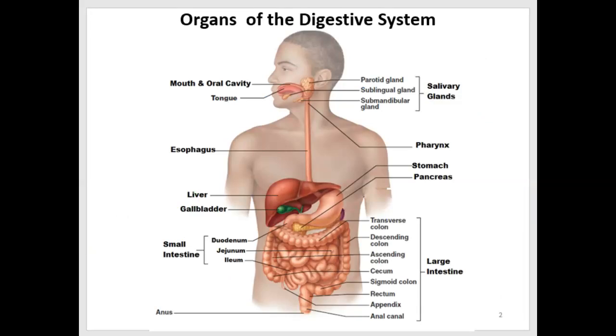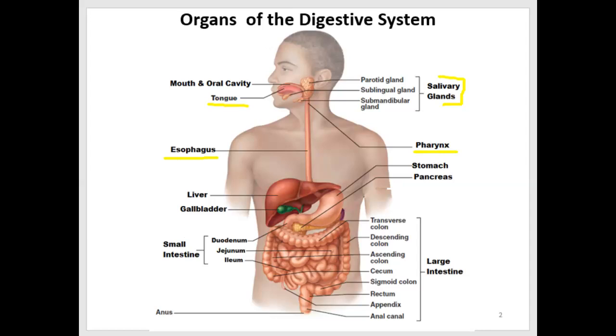The organs of the digestive tract are likely familiar to you. From superior to inferior, they include the oral cavity, which of course includes the tongue and the teeth. Also the salivary glands, which are exocrine glands, secreting saliva into the oral cavity. The pharynx, which is a muscular tube, which inferiorly becomes the esophagus. And the rest of the digestive tract is also a muscular tube.